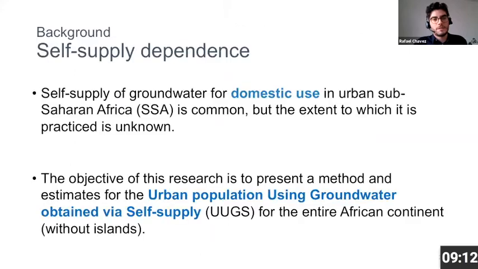Next slide, please. Here we understand self-supply as households sourcing water through their own means, outside the water supply systems. Self-supply by using groundwater for domestic use is widespread in urban sub-Saharan Africa, but the extent of this practice is unknown. So the objective of our research was to present a method and estimates for urban population using groundwater obtained by self-supply for the entire African continent, without including islands.